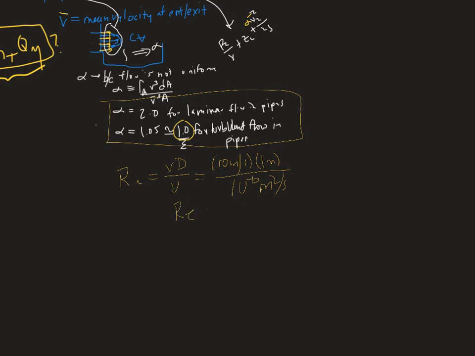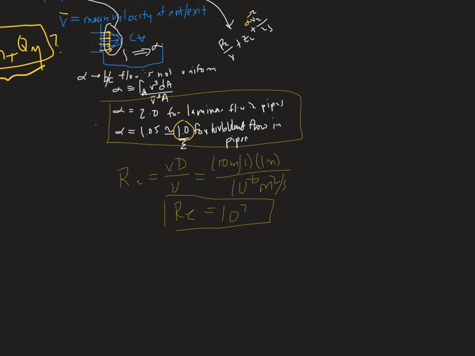So the Reynolds number here is 10 to the 5th. I have 1 significant digit here, 1 times 10 to the, wait, that's 10 to the 7th. That's not even right. Yeah, it's 10 to the 7th.